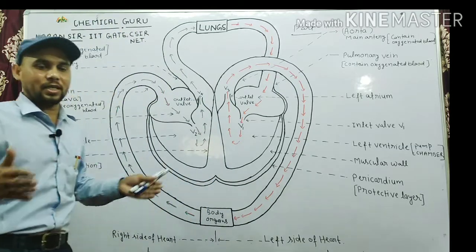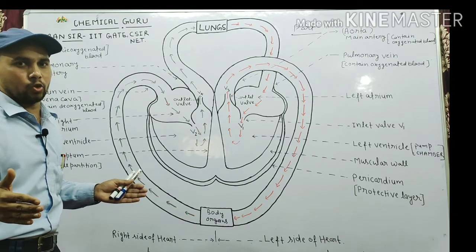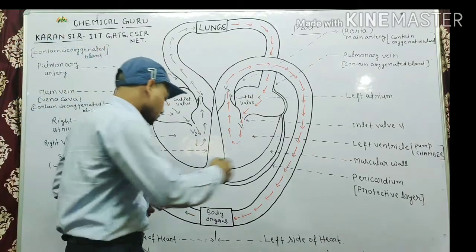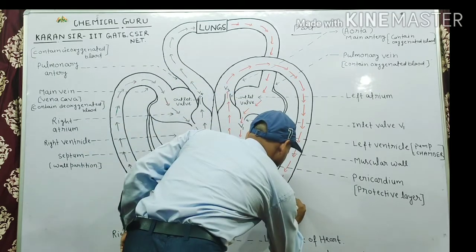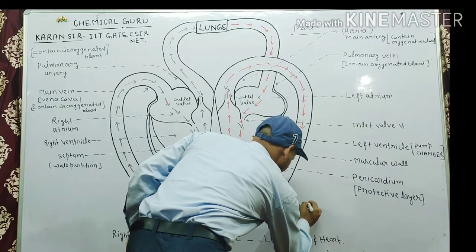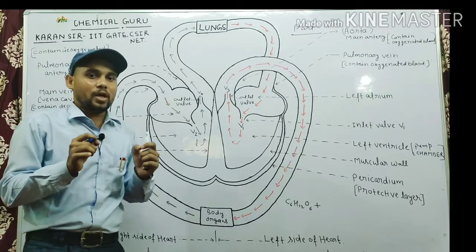How is this oxygen used? What chemical reaction occurs during the use of the oxygen? Here, the chemical reaction occurs. What chemical reaction is it? C6H12O6. That is the glucose which is present in the body cells.